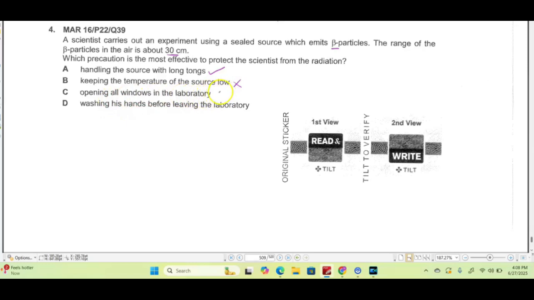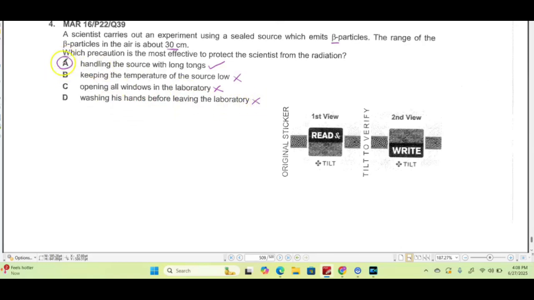Opening all windows in the laboratory. This is not going to help. Washing his hands before leaving the laboratory. No, this is also not going to help. So A is our correct answer over here.